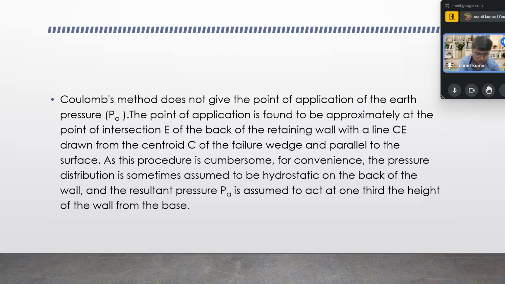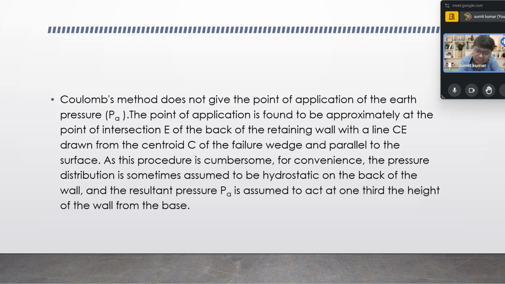When we talk about the Coulomb method, it does not give the point of application of the earth pressure PA. The point of application is found to be approximately at the point of intersection E of the back of the retaining wall with a line CE drawn from the centroid C of the failure wedge and parallel to the surface.